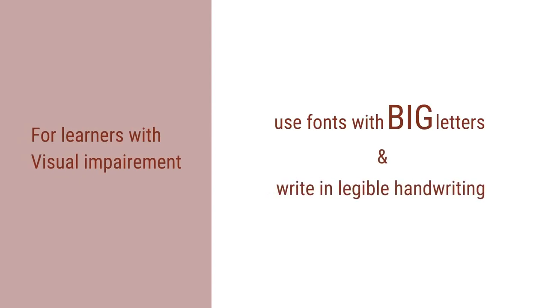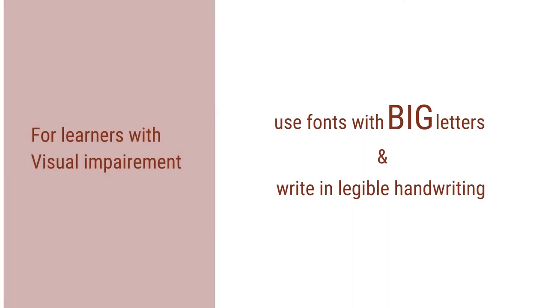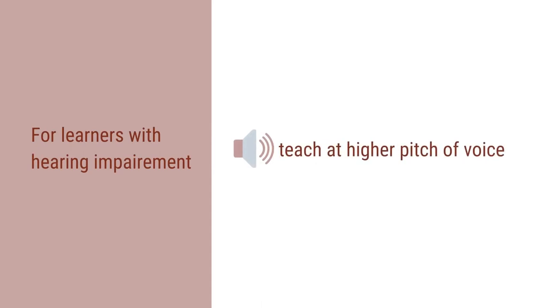If there are learners with visual impairment, the teacher should take care to write the letters on the chalkboard in legible handwriting in big letters so that learners with visual impairment can see it. Similarly, if there are learners with hearing impairment, the teacher should teach at a higher pitch of voice so that these learners are not affected.